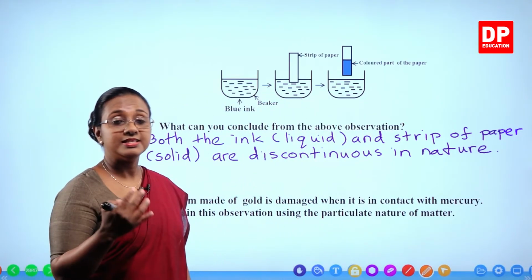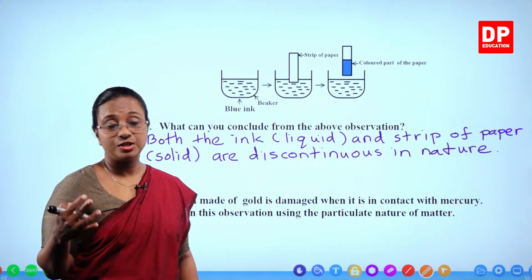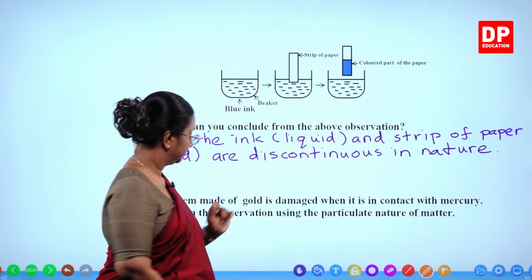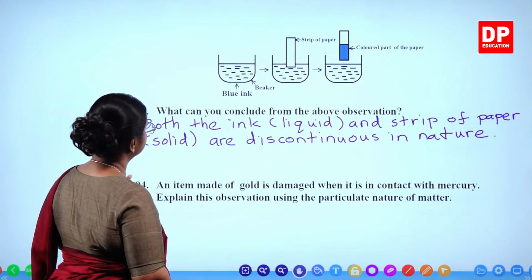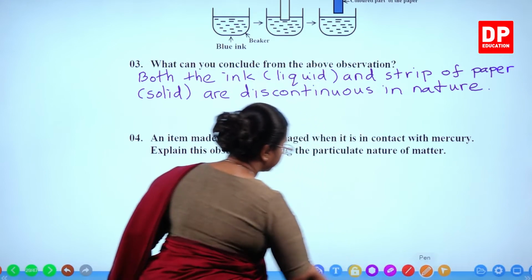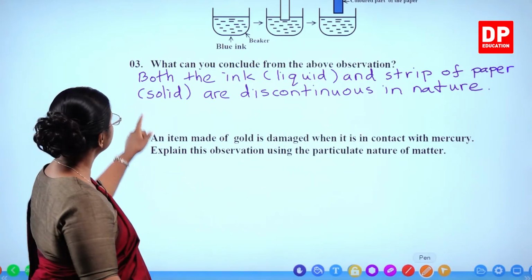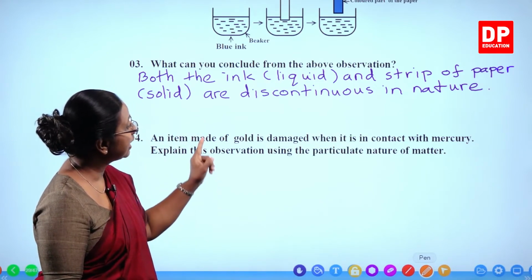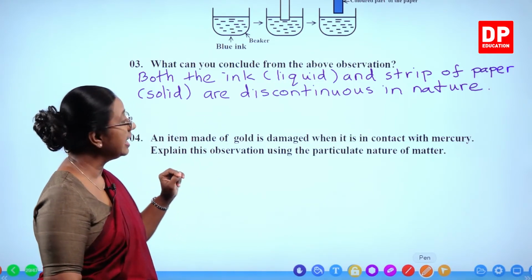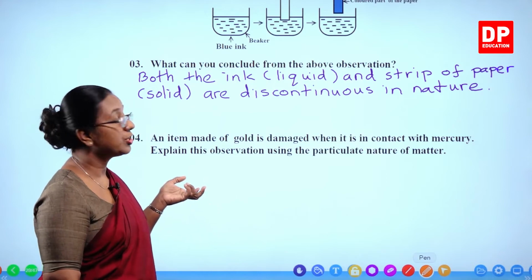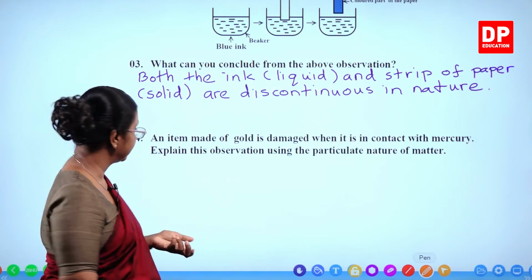Or you can say this is an example of discontinuous nature. So then the next question: what can you conclude from the above observation? Both the ink, that is a liquid, and the strip of paper, that is a solid, are discontinuous in nature, or you can say particulate in nature.